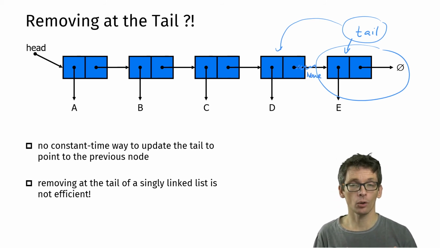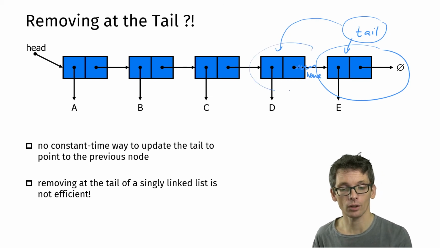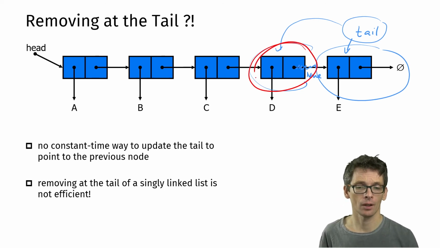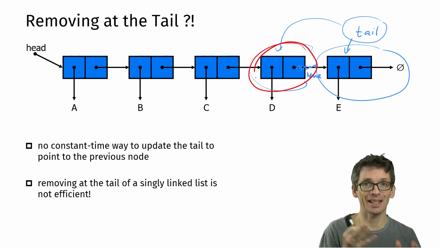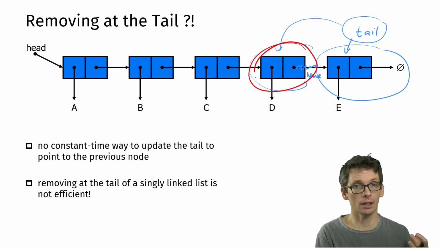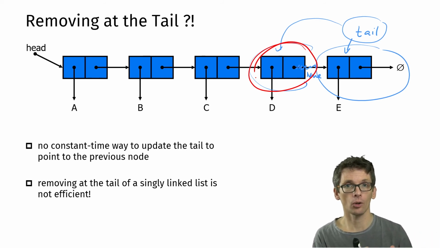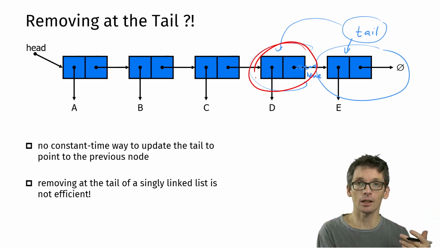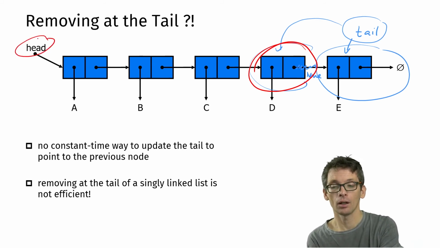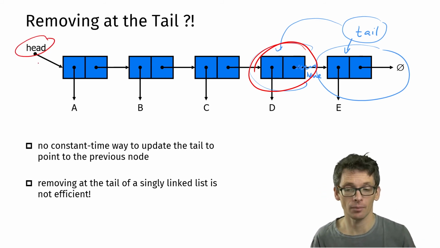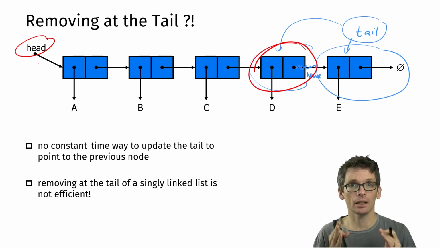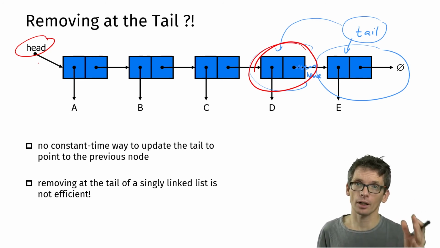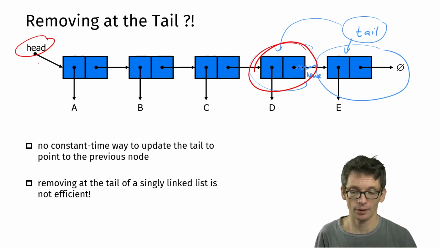But how do I get node D? Or the node that stores D. How do I get this node? There's actually no efficient way of getting this node. Because the tail doesn't know the previous node, and the previous tail doesn't know this because all nodes simply point to the next one, not to the previous one. So the only way to access D is actually to start at the head and move to D, but that is linear time. So in a singly linked list, deletion at the tail is not efficient. So we can insert at the tail, but we cannot delete efficiently at the tail.